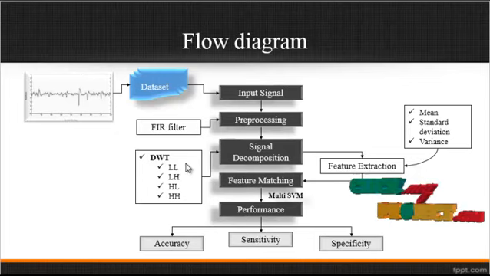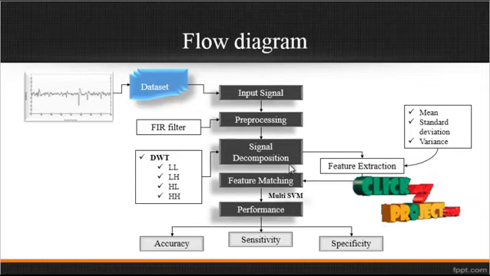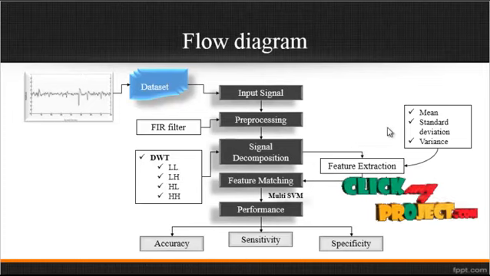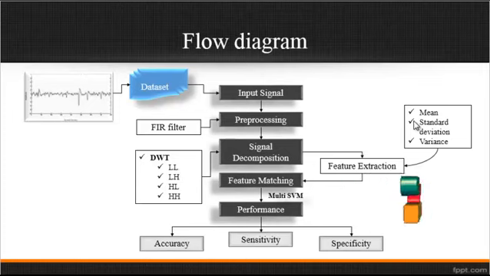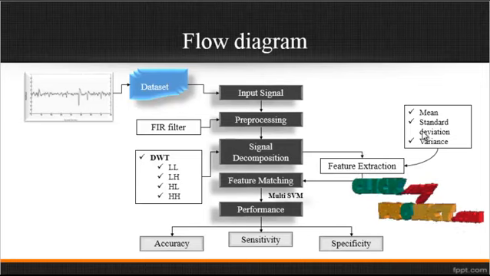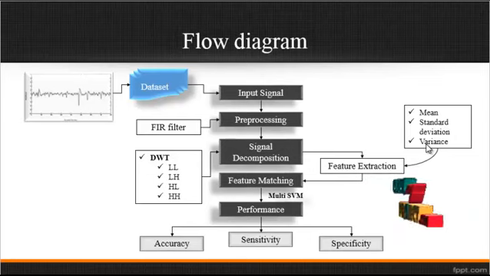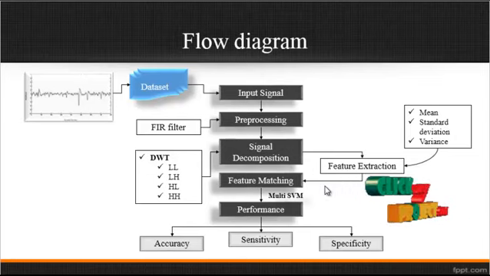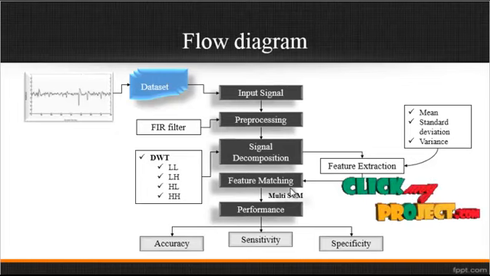After the decomposition of the signal, we have to extract the features from that particular signal. The feature extraction will be carried out by means of the mean, standard deviation and variance of each signal. For example, for the low frequency, the mean of the low frequency will be extracted, then the standard deviation of the low frequency, then the variance of the low frequency. Similarly, the other signals will be taken. After the extraction of the features, we move on to the classification, that is the feature matching. Feature matching and classification are similar.